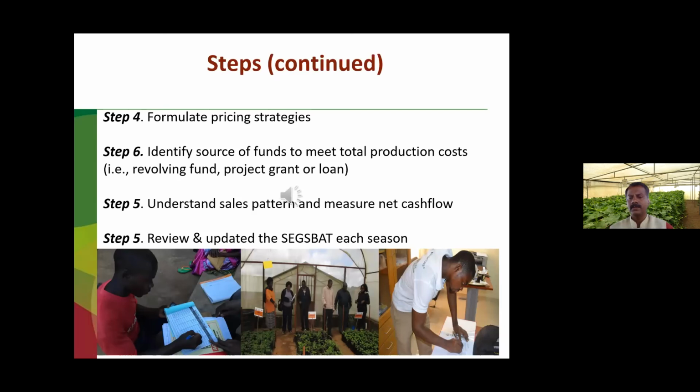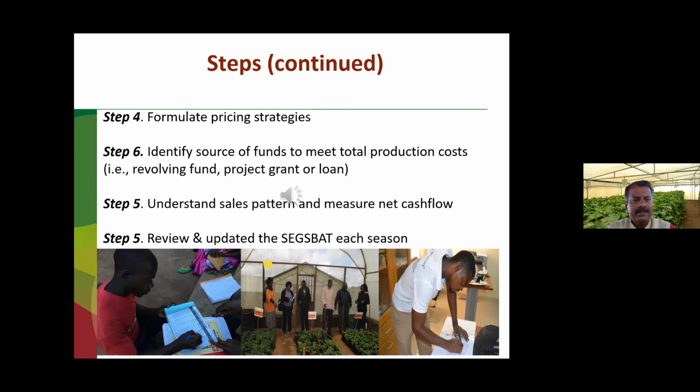And for example, if somebody is giving you an order well in advance, you may like to give them some discount to provide them incentives. And this is very important to estimate your total revenues. And then you identify the source of funds to meet the total production cost during the project period, the period that you would expect investors to support your production activities.